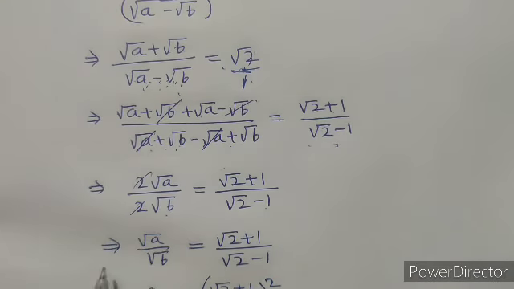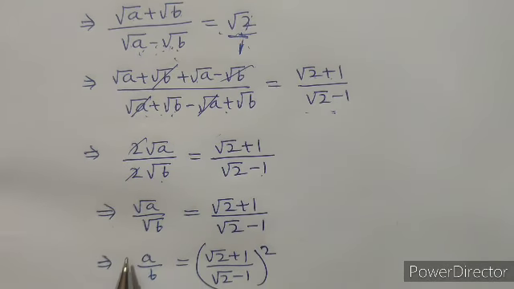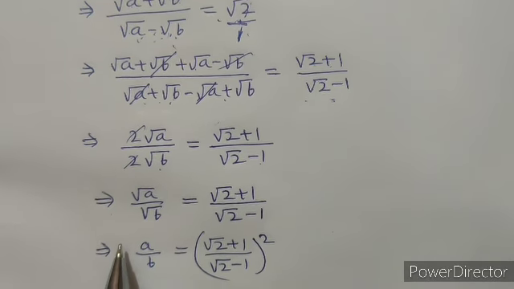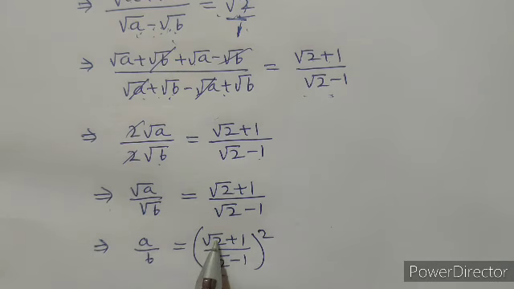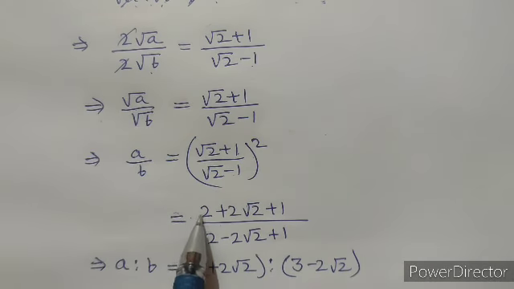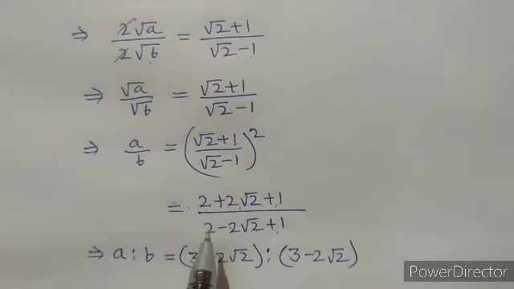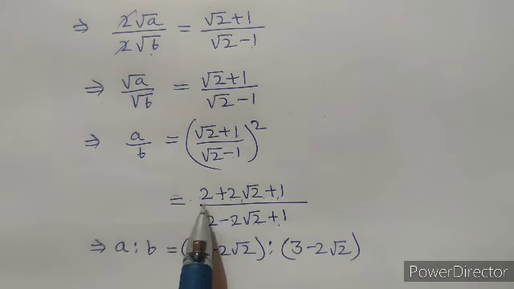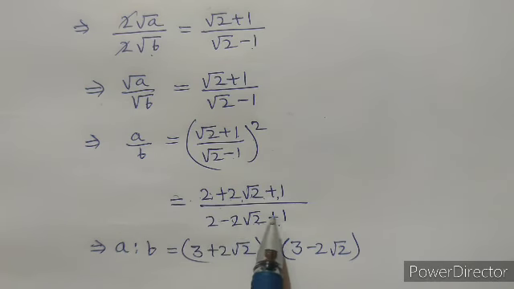On cancelling 2, we will get √a/√b = (√2 + 1)/(√2 − 1). And on squaring both sides, we will get a/b = ((√2 + 1)/(√2 − 1))². Now, that means a/b will be equal to (2 + 2√2 + 1)/(2 − 2√2 + 1). Thus we can say that the ratio a : b will be equal to (3 + 2√2) : (3 − 2√2).